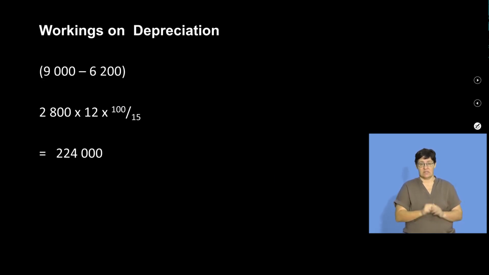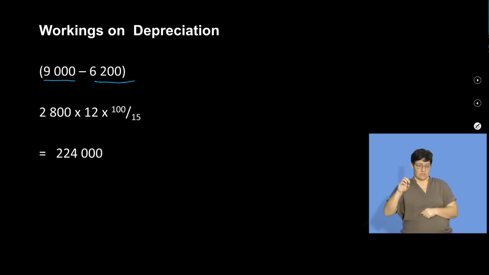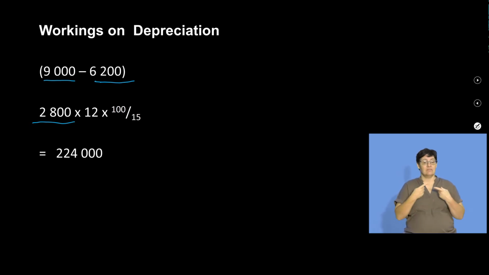Firstly, take your 9,000 minus the 6,200. The difference between the two will give you a figure of 2,800, right? So the difference in depreciation amounts to 2,800, okay? Multiply that by 12, okay? And then calculate 15% of that figure. Why? Because our rate of depreciation was 15% per annum on cost. Okay, so let's do that.